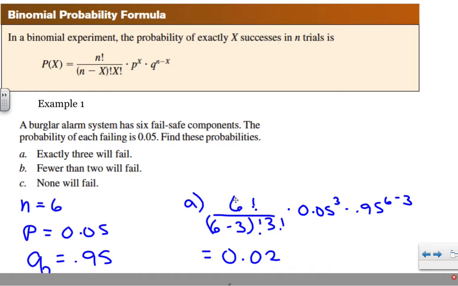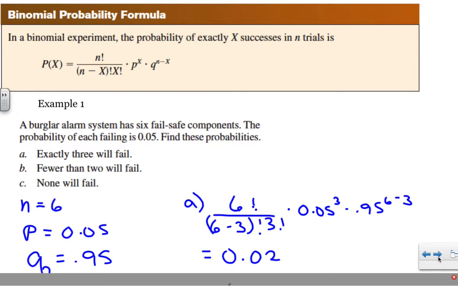My n value goes here, and so 6, then 6 minus 3 factorial, and then 3 factorial because 3 is my x value, 0.05 to the 3rd power, because 3 is my x value and 0.05 is my p value, times 0.95 to the 6 minus 3. Calculator all of that, and I end up with 0.02. So there's a 2% probability that exactly 3 will fail.